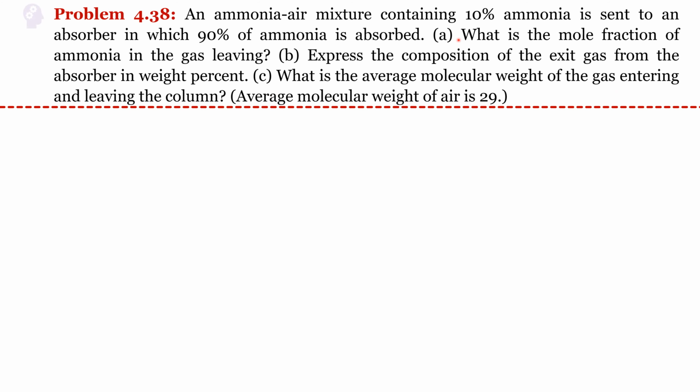So in order to estimate all parts, we need to estimate the moles of ammonia and air before entering and after leaving, and also we need to estimate their respective weight. So what we can do, we can assume total moles of ammonia air mixture entering equal to 100. Then we can write the respective conditions for the gas mixtures before entering and after leaving.